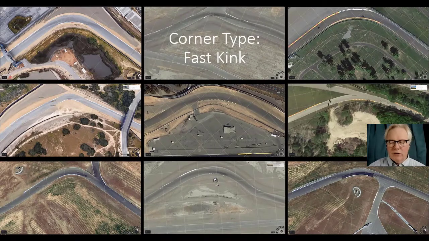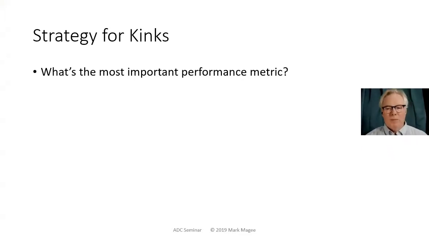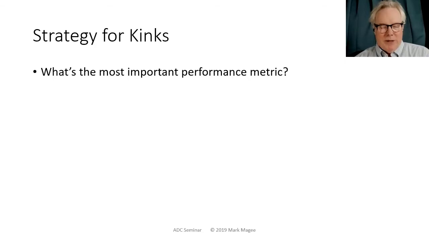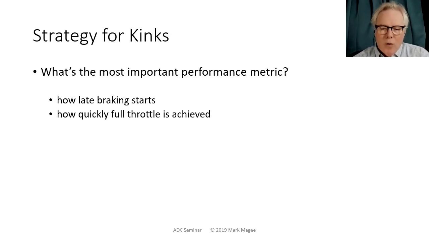So as we look at this corner type, what is the most important performance metric? And we talked about it's a long straightaway, we want good exit speed, but how do we get there? Do we want to look at how late can we start our braking? Do we want to really get that super compressed braking zone? How quickly full throttle is achieved? That's another thing people think about a lot. How fast can I get that throttle down?